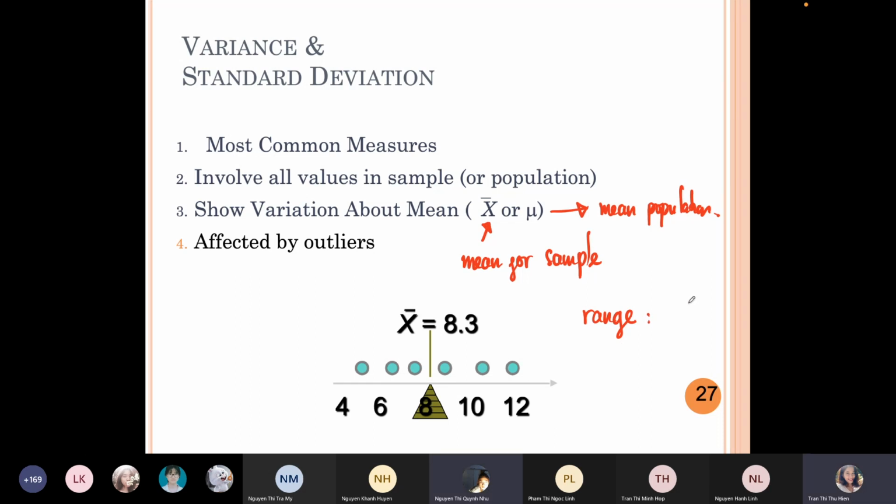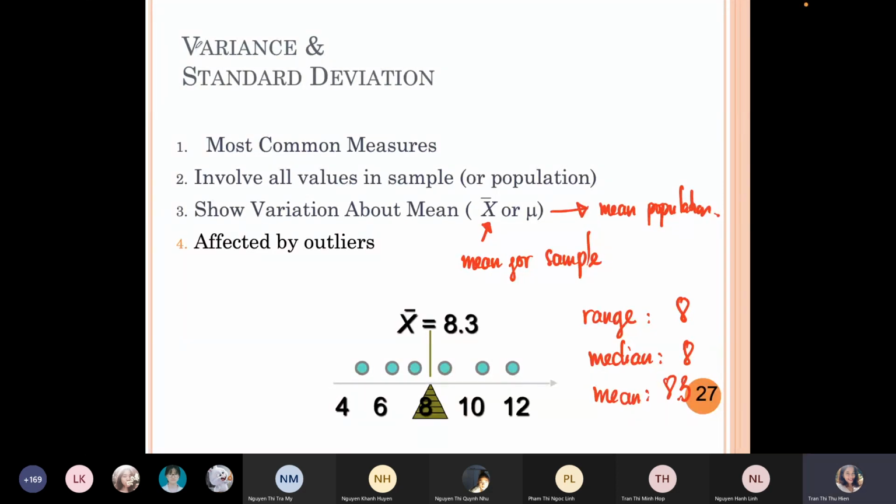Class, what is the range for the data set? Right. What about the median? The median is the midpoint after ordering, so the median is 8, and the mean is 8.3.